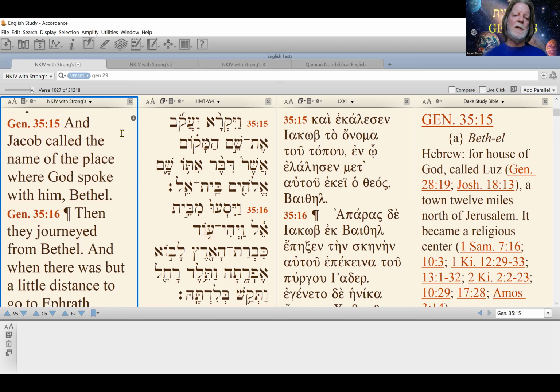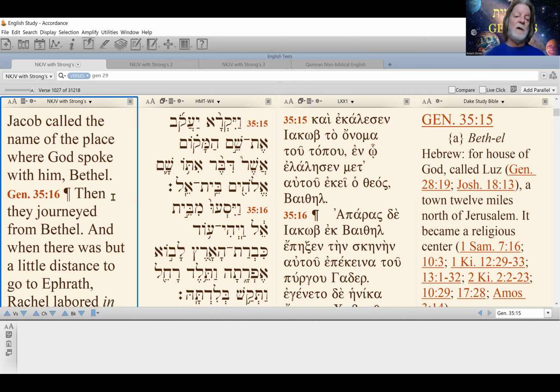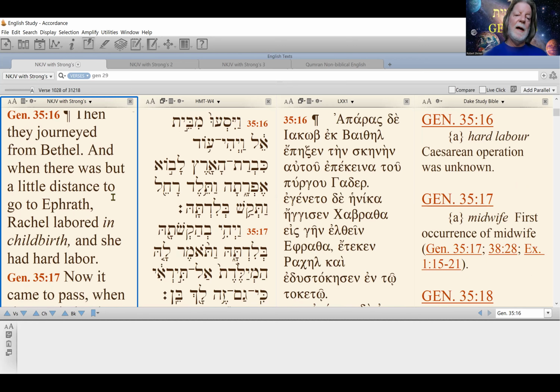Then verse 15, and Yaakov called the name of the place where God spoke with him Bethel. He had called it that before. And again, this could be a flashback where it's remembering that Yaakov had called this place Bethel before, or he may be renewing the name of the place, because the Canaanites probably still called it Luz. Then they journeyed from Bethel, and when there was but a little distance to go to Ephrat.